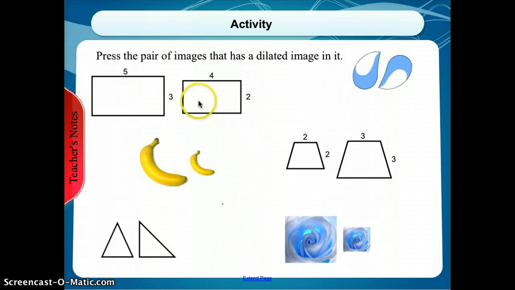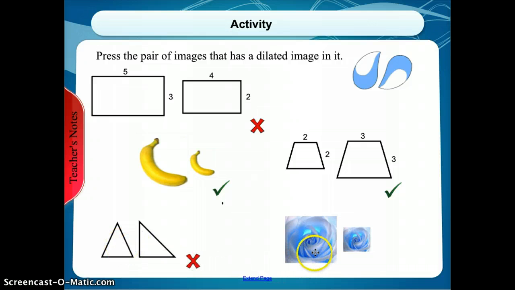So looking at these two rectangles, they're not in proportion because 5/3 does not equal 4/2. However, these two trapezoids have ratios of 2/2 and 3/3, making them proportional. If you don't have numbers, you have to look at the figure to see if the figure was edited. So in this case, these two bananas, one looks a little bit smaller than the other, and they are in fact dilated. These two figures here appear to be the same size, however, they're not the same shape.